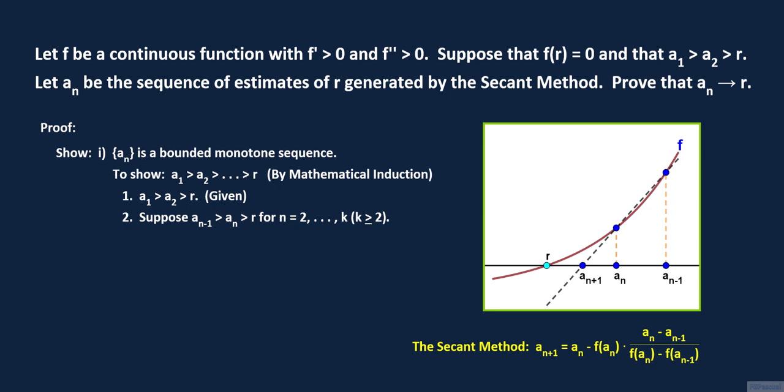For the second part, we assume that aₙ₋₁ > aₙ > r for n = 2 all the way up to some integer k, where k is greater than or equal to 2. Hence, aₖ₋₁ > aₖ > r. We now show that aₖ > aₖ₊₁ > r. According to the secant method recursion, aₖ₊₁ is given by this formula.